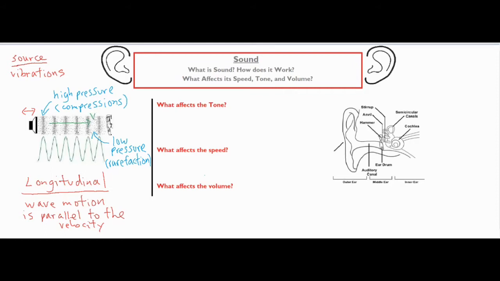So as I said earlier, the speaker is vibrating side to side, and as it leans forward towards the ear, it creates areas of high pressure known as compressions. And then as it leans back towards the left, it creates areas of low pressure that are called rarefactions. Depending on the frequency of the sound wave, it creates a different amount of high pressure and low pressure regions per second. And that is known as a longitudinal wave because the wave motion is parallel to its velocity.